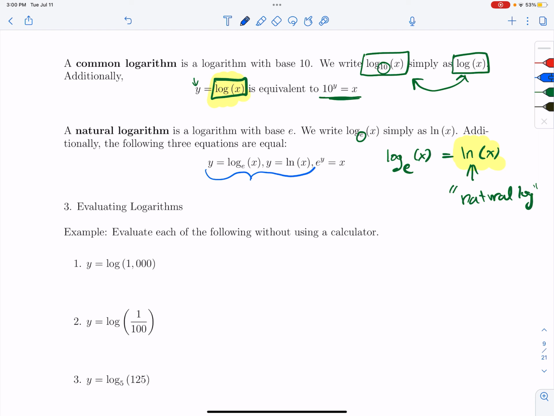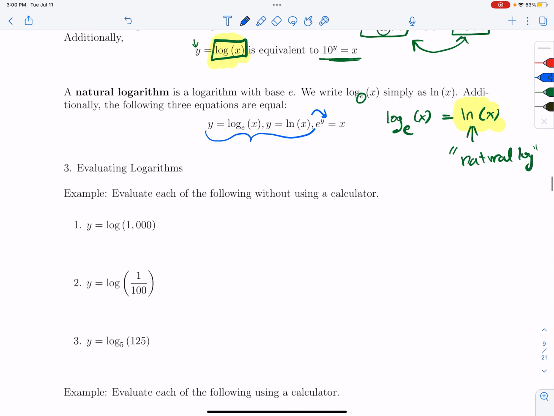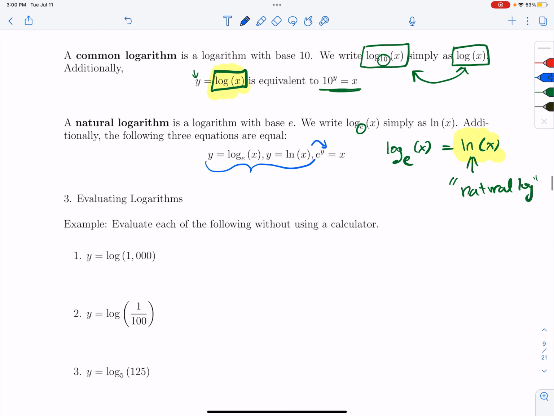Or that's how we convert it, I should say. All right, so let's evaluate some logarithms, and we'll do this without a calculator. So this first one, y is equal to log of 1,000. This means log base 10 of 1,000. Again, that's a common logarithm.